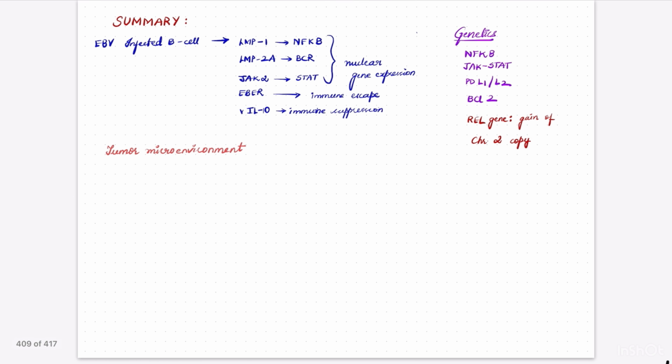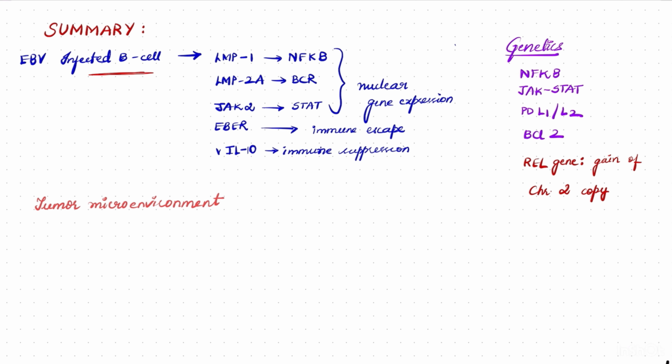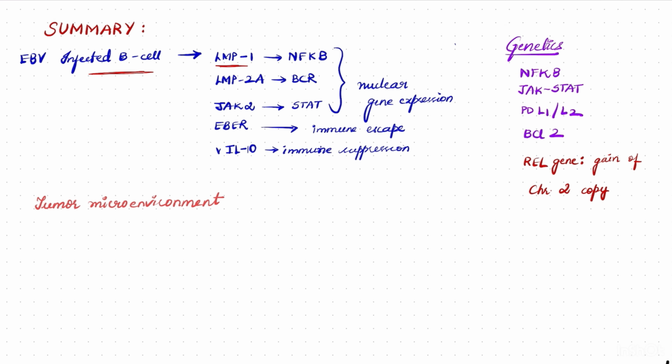So let's summarize. The Epstein-Barr virus infects B cells through LMP1, which mimics CD40. It will constantly activate NF-kappa B. LMP2A, which mimics BCR, constantly activates gene expression. JAK2 amplification will always constantly activate STAT. All these three together cause nuclear gene expression for B cell proliferation.